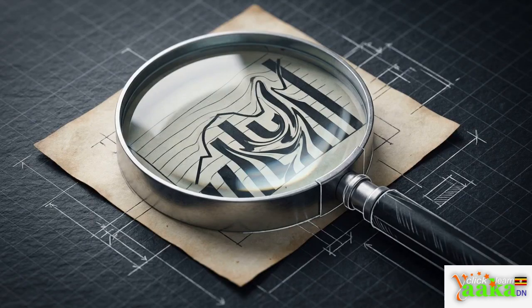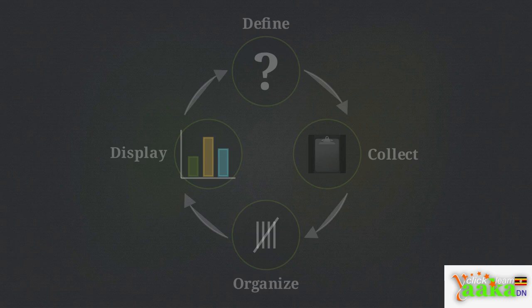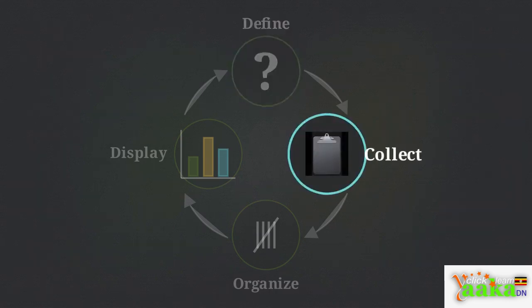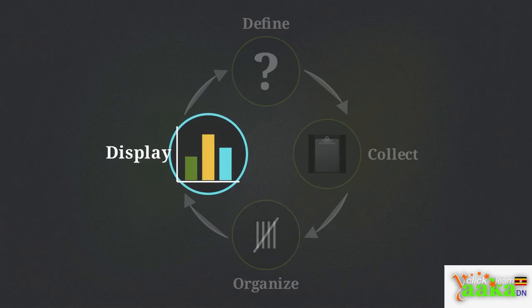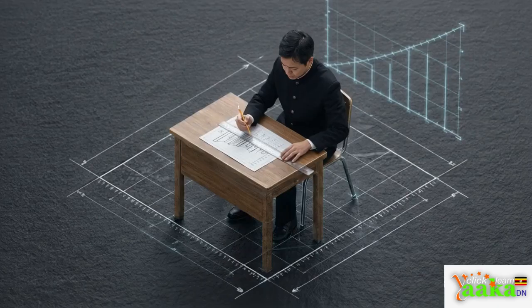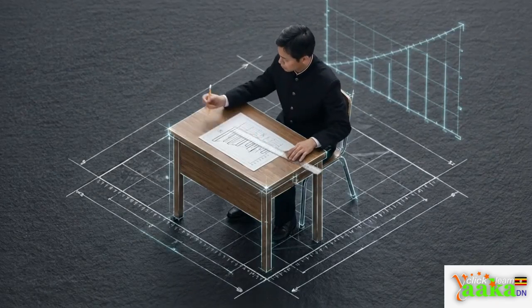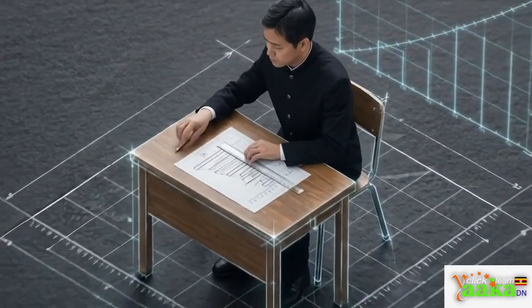Visual integrity requires strict adherence to mathematical reality. If the scale is altered, the objective truth is entirely obscured. The full cycle is now complete. We defined the question, collected an unbiased sample, organized the tallies, and displayed the results honestly. Drawing a perfect graph is the technical requirement, but it is not the final goal of data handling.